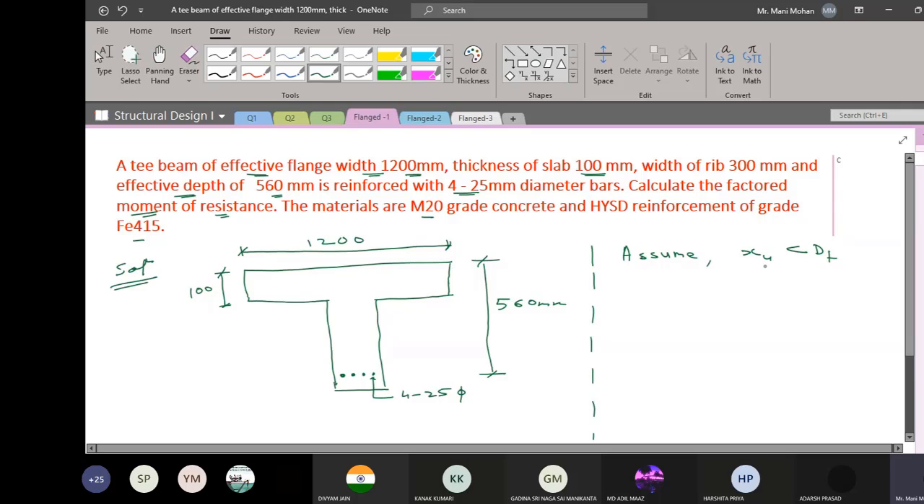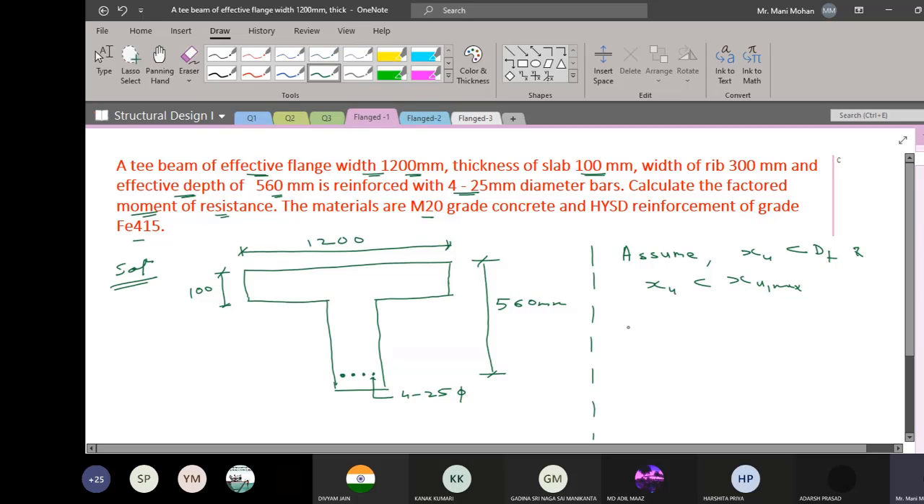So what I'm doing, I'm assuming XU less than depth of flange, and also I'm assuming that your XU is less than limiting neutral axis depth or maximum neutral axis depth. And if I assume this XU less than XU max, it means that your reinforcement is yielding. So let us proceed.